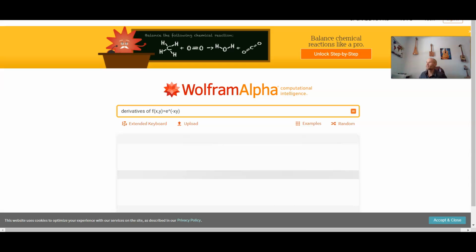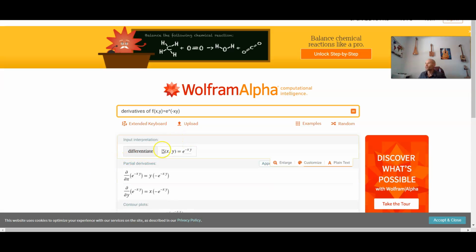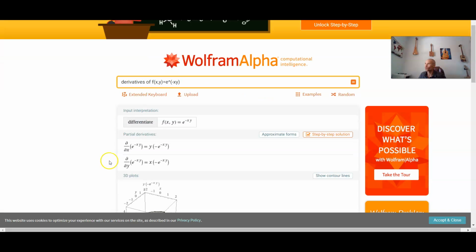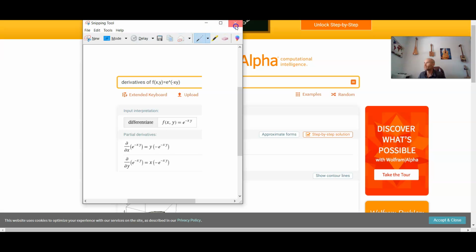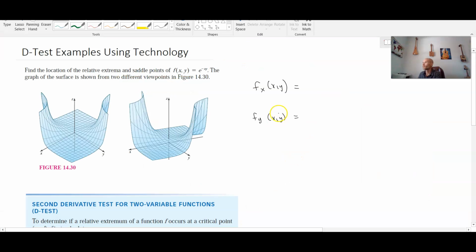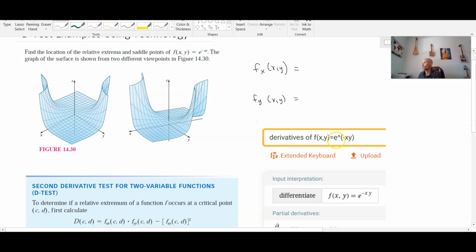So we'll press enter, and you'll get an opportunity to see how Wolfram Alpha interpreted your input. F of xy equals e to the power of negative xy. Great, looks good, that's what we wanted. And it gives us the two partial derivatives. That's what we worked so hard to find by hand. So I'm going to go ahead and take this and put it into our spreadsheet here.